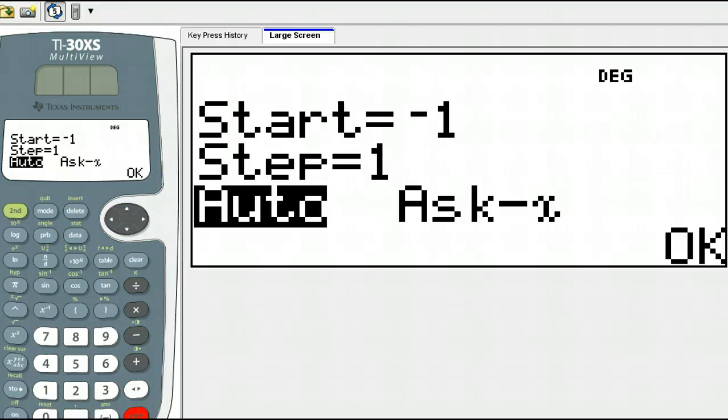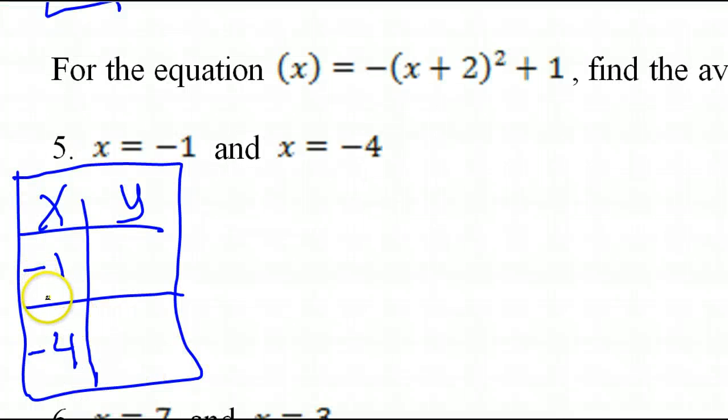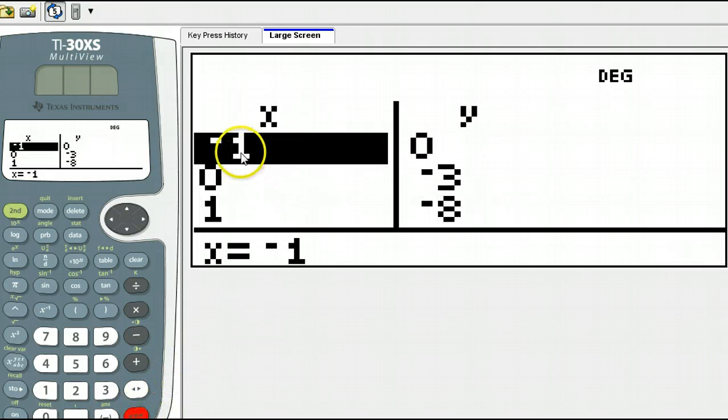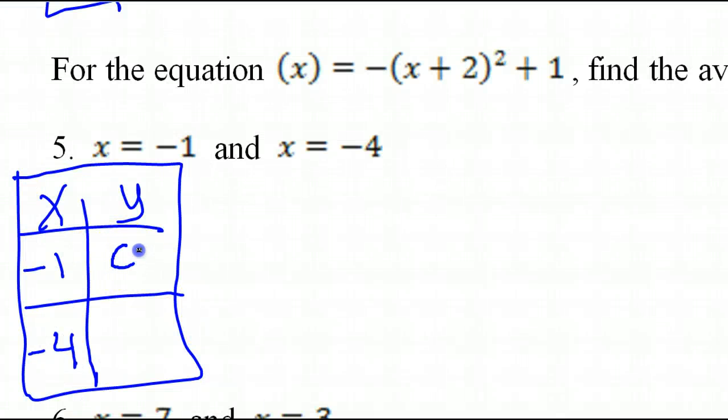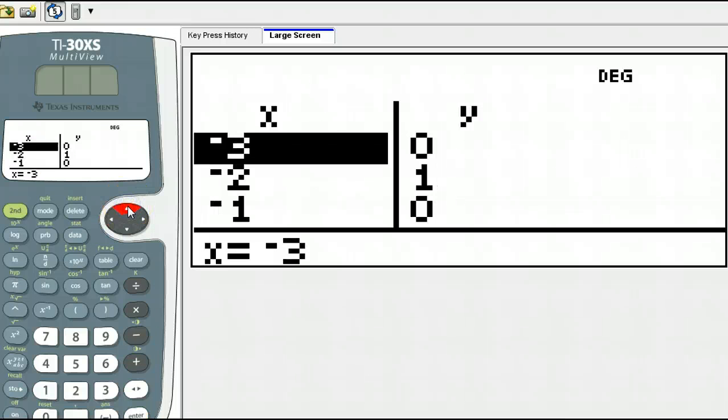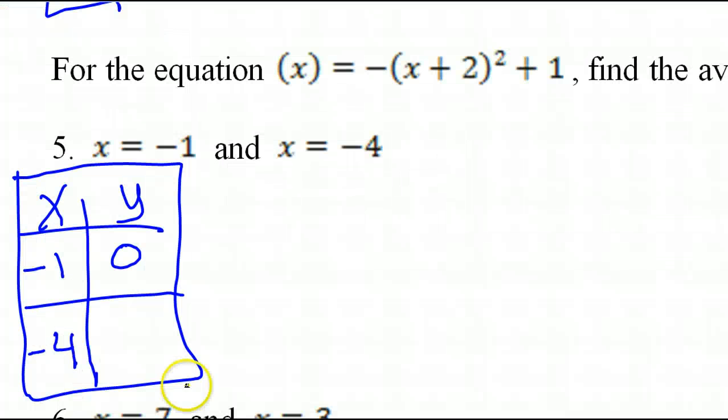It's asking me where I want to start. I might as well start at negative 4. Well, I'll start at negative 1. Doesn't matter. It's already negative 1. So look, at negative 1, I got 0. So negative 1 comma 0. How about negative 4? I'm going to have to scroll for that. Negative 4, it's negative 3.